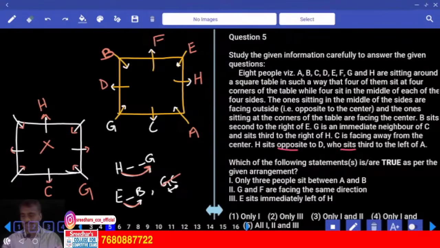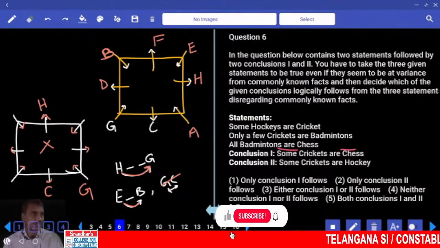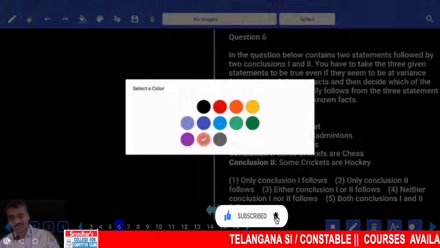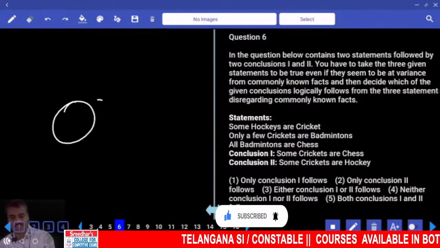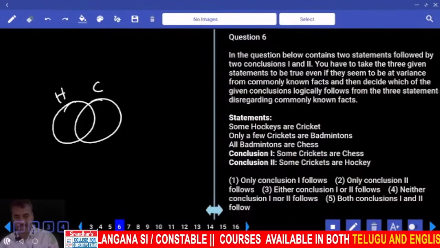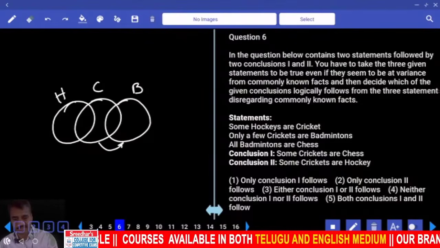The next one, question number 6 onwards. Now 6 onwards, first are the second priority, and definitely the first priority is syllogisms. Now here in this one, some hockeys are cricket. How to represent this one? These are the hockeys that are cricket. Some hockeys are cricket. Only a few crickets are badminton. Some crickets are badminton, but not all.